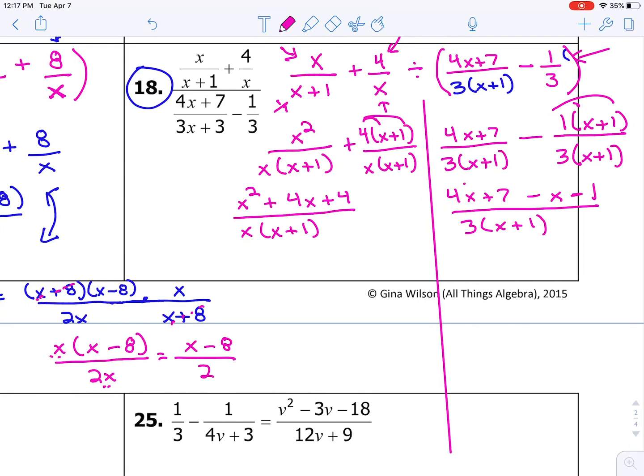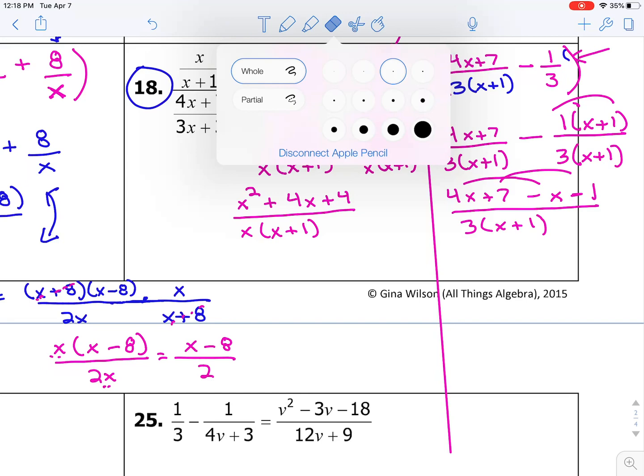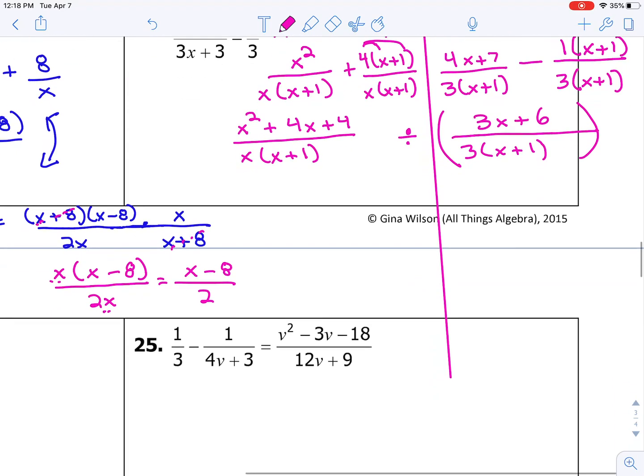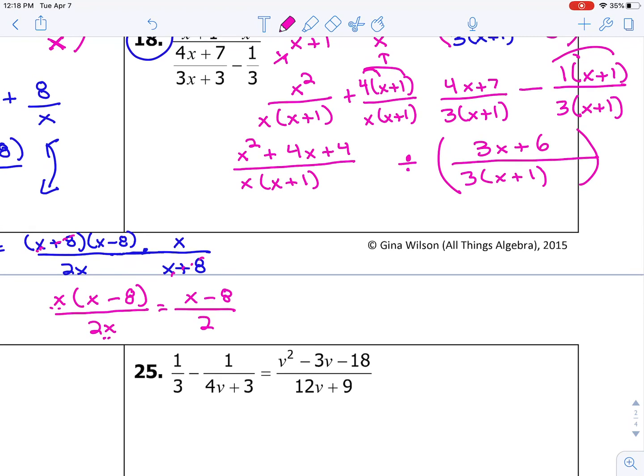Okay, let's simplify that top part though. So let's put 4x and negative x together for 3x, and let's go 7 minus 1. So that whole top part is really 3x plus 6. So it's going to be 3x plus 6 over 3x plus 6. All right, and remember, this is division of this entire quantity. Okay, this is a longer one, even though we're doing it a more efficient way than we could. But again, there might be an even better way to do it. But this is the way that we're going with for now.